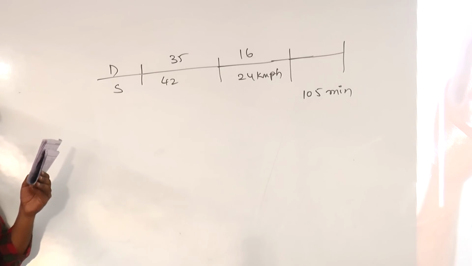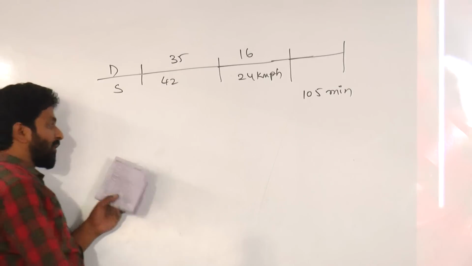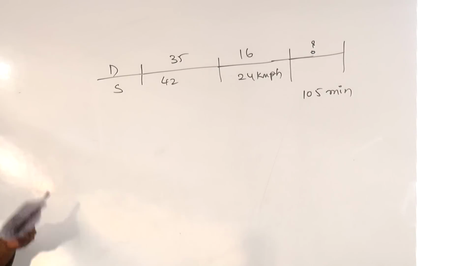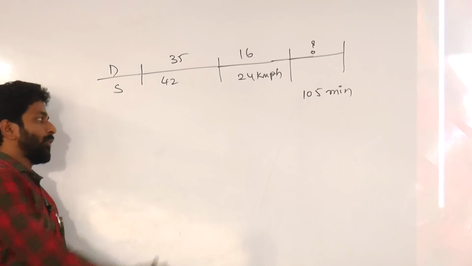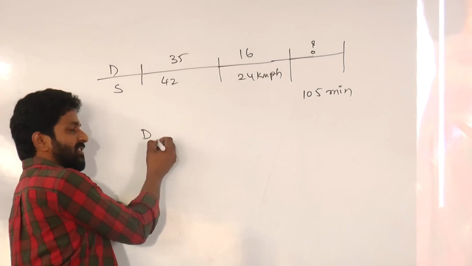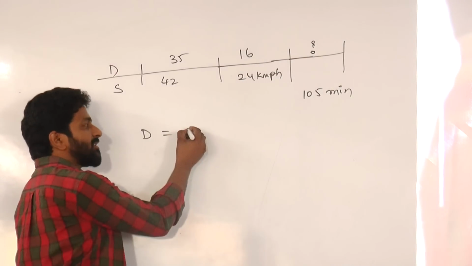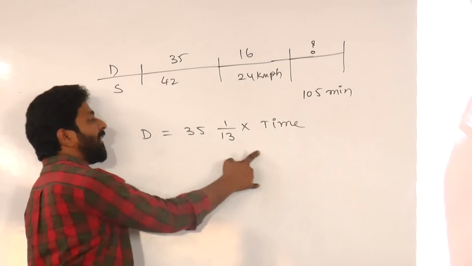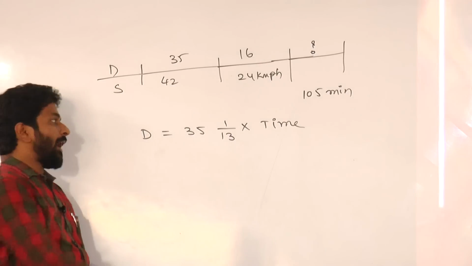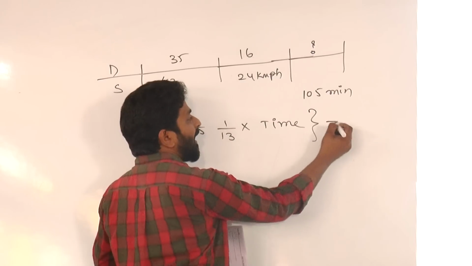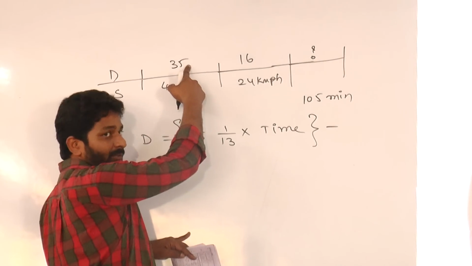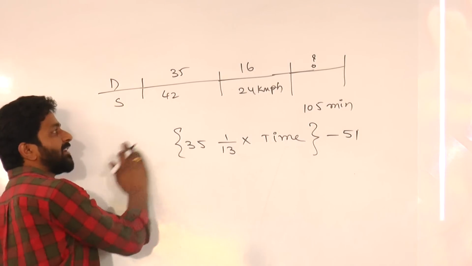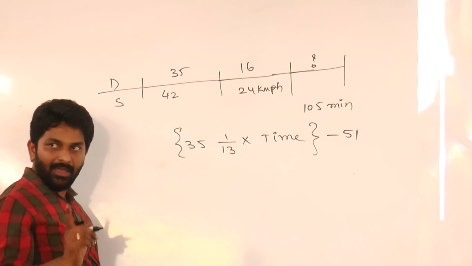How much distance is travelled in the last phase of the journey, which is the last 105 minutes? It asked about distance covered here. What is the overall speed maintained in the journey? 35 1 by 13. So total distance is total speed, 35 1 by 13, into total time. I will get total distance traveled. And from this, if I subtract distances already covered, which is 35 and then 16, 51 kilometers, I will get distance covered in the last 105 minutes. Are you getting my point?